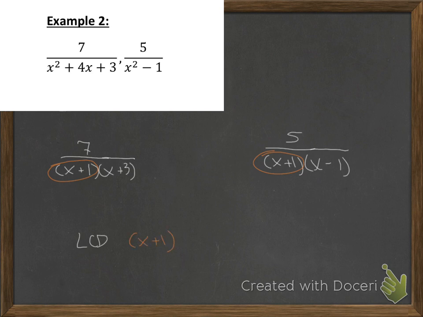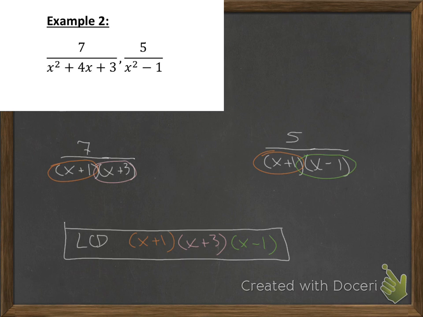Then what else? Well, this one has an x plus 3, so that has to be part of our LCD as well. And then this fraction has an x minus 1, so that has to go into our LCD as well. So our full LCD, the lowest common denominator, is x plus 1 quantity times x plus 3 quantity times x minus 1.